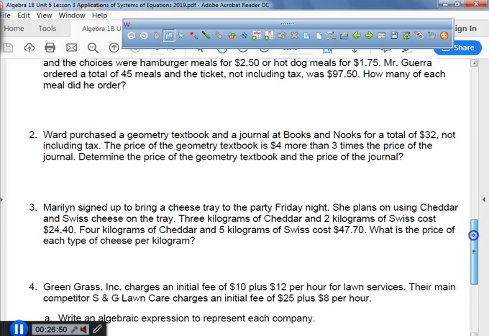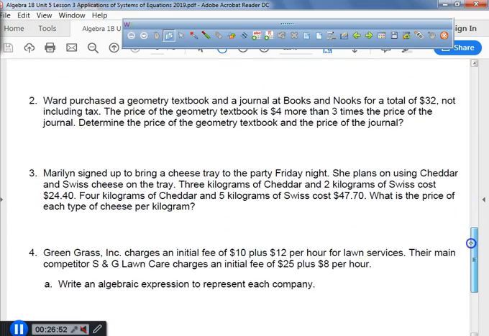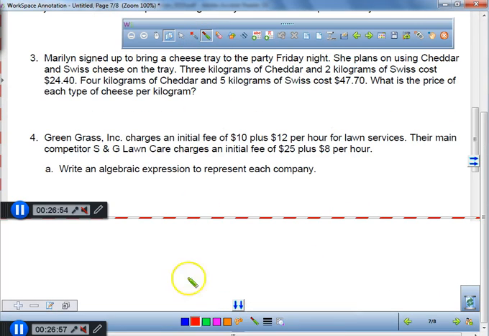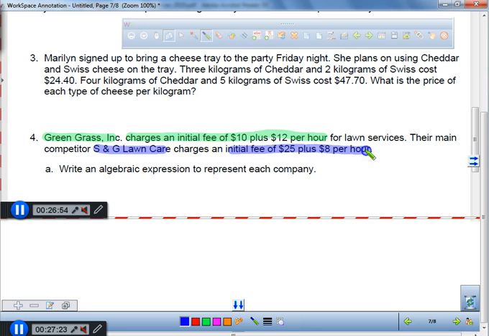All right, last one we're setting up right here. Number 4, we're just setting it up. We have 2 different companies. We have one called Green Grass Incorporated. I'm going to highlight it in green. And the other one we have is S&G Lawn Care. I'm going to highlight in blue. Now, Green Grass Incorporated charges an initial fee of $10 plus $12 per hour. Their main competitor, S&G Lawn Care, charges an initial fee of $25, but they only charge $8 per hour.